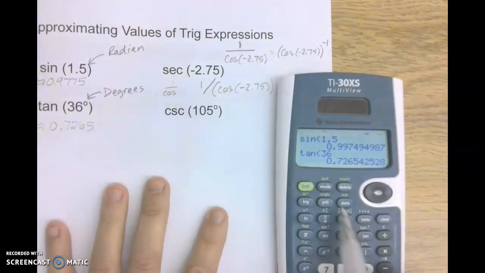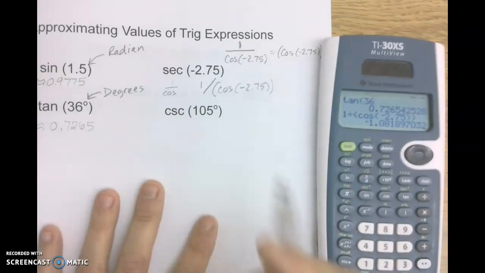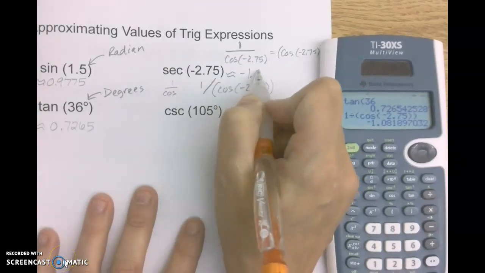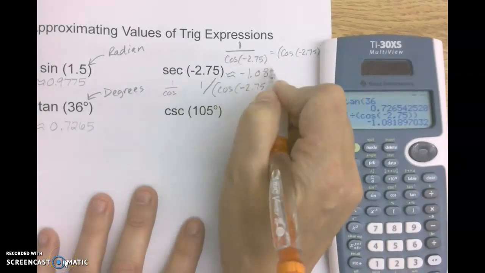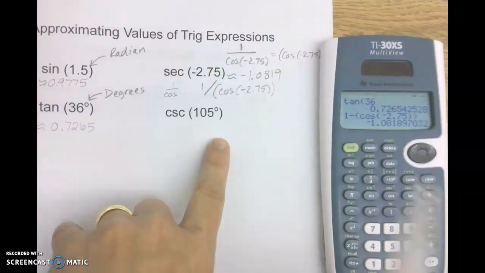First, I have to go to radians. So I'm going to check mode, go to radians, and then I'm going to do 1 divided by parentheses, cosine of negative 2.75, close parentheses, and hit enter. And I get approximately negative 1.0819.